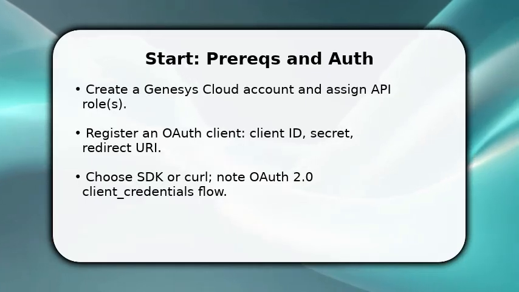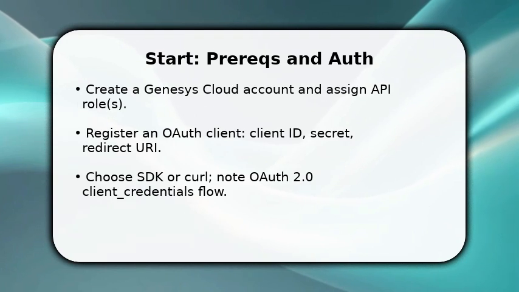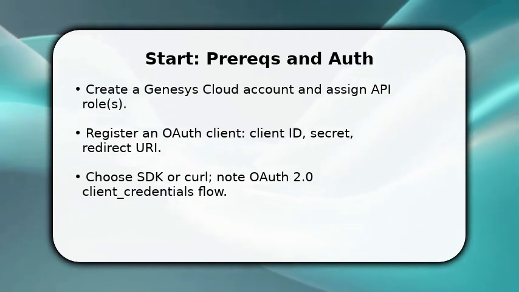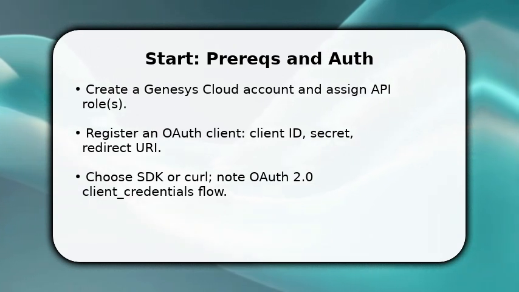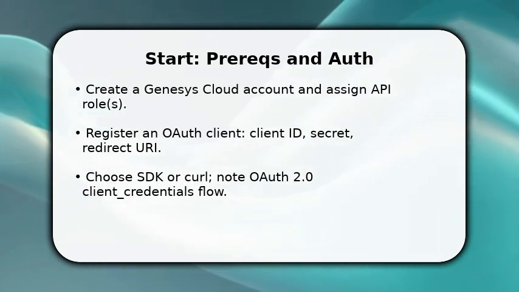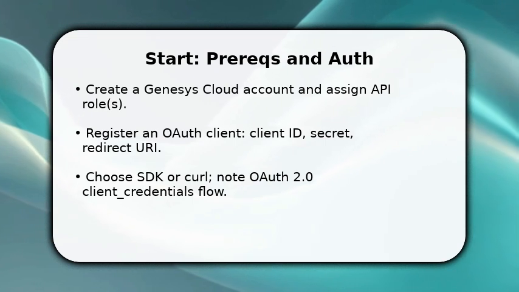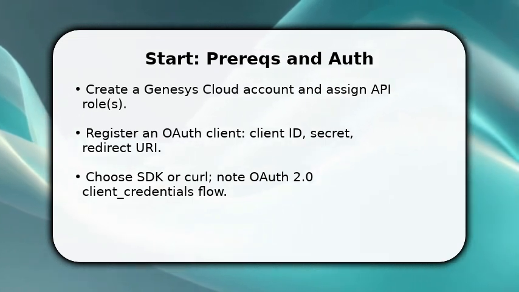You begin by ensuring you have account access and the correct roles. This lets you call protected endpoints immediately. Next, register an OAuth client in the admin console and capture the client ID and secret so you can request tokens. Then pick your method.